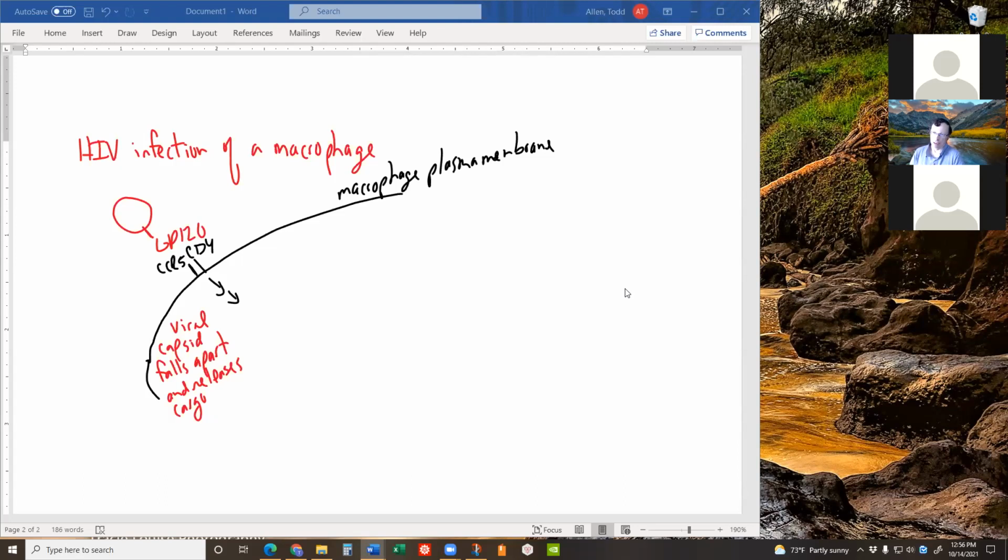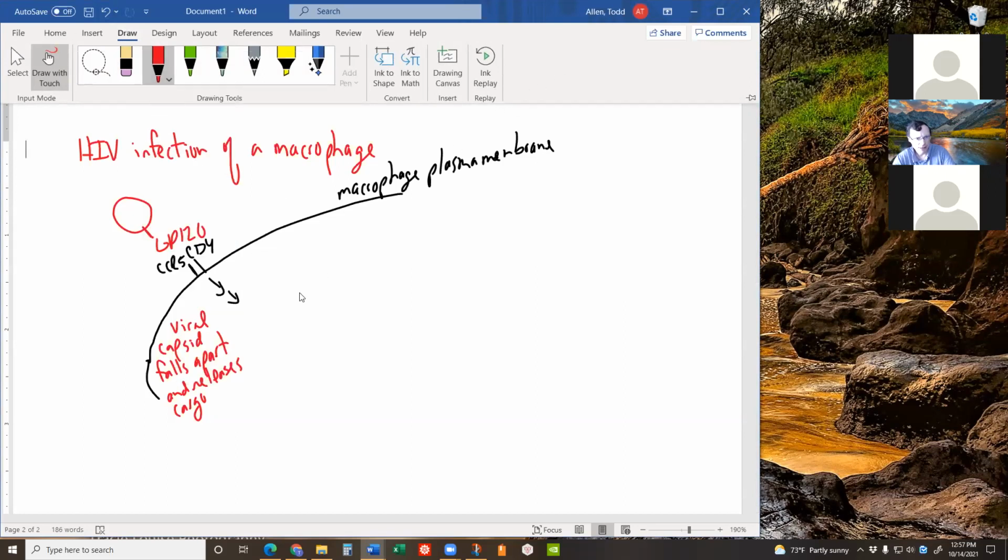So absolutely, viral RNA is going to get deposited into the cytoplasm, and these enzymes we put in your notes, reverse transcriptase, integrase, protease, enzymes in multiple copies, are going to be dumped into the host cell cytoplasm. Please let me know if I'm confusing you along the way. Please ask questions.